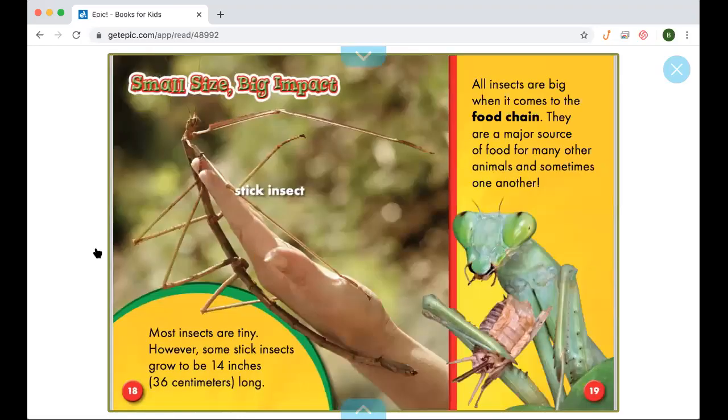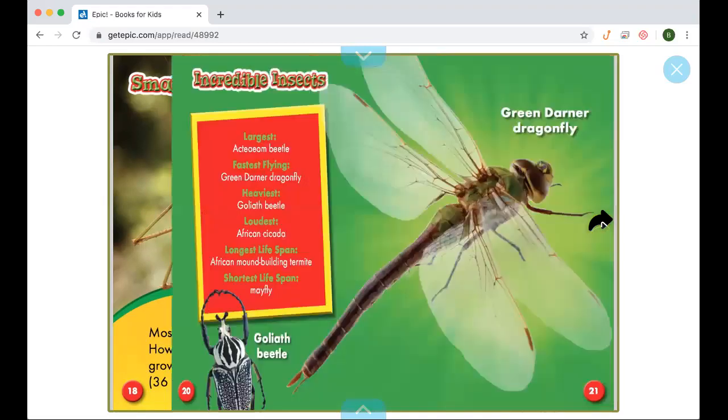Small size, big impact. Most insects are tiny. However, some stick insects can grow to be 14 inches long, and this is a stick insect on the person's hand. So 14 inches long is a little longer than a ruler, like the ruler you used for measuring last week. All insects are big when it comes to the food chain. They are a major source of food for many other animals and sometimes one another.